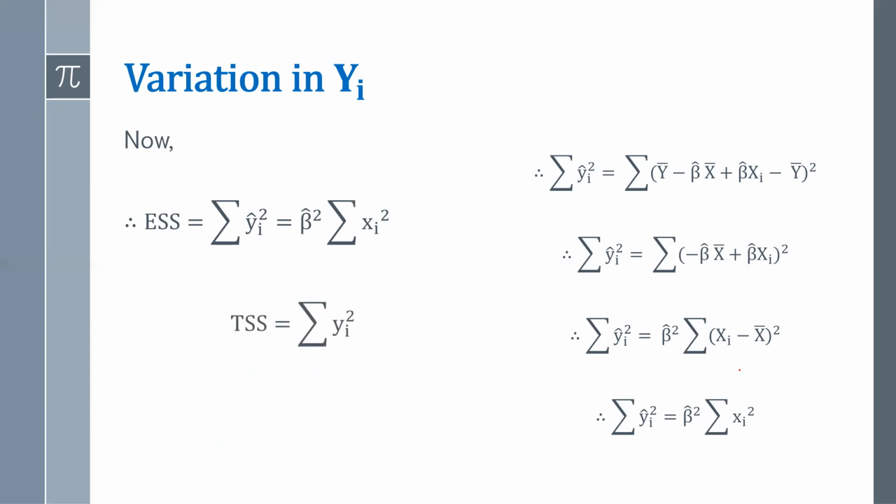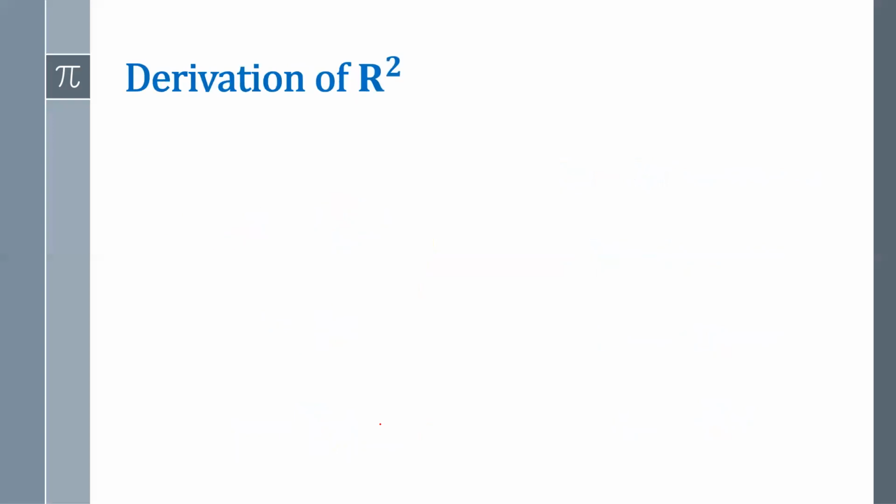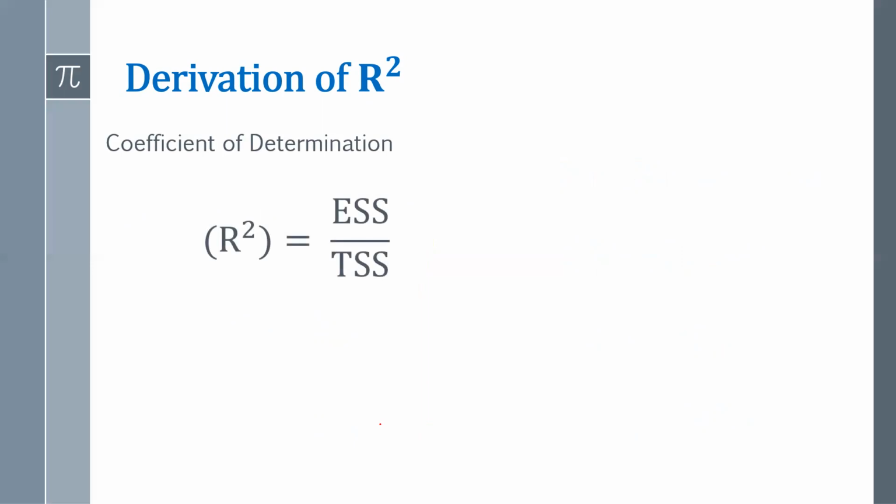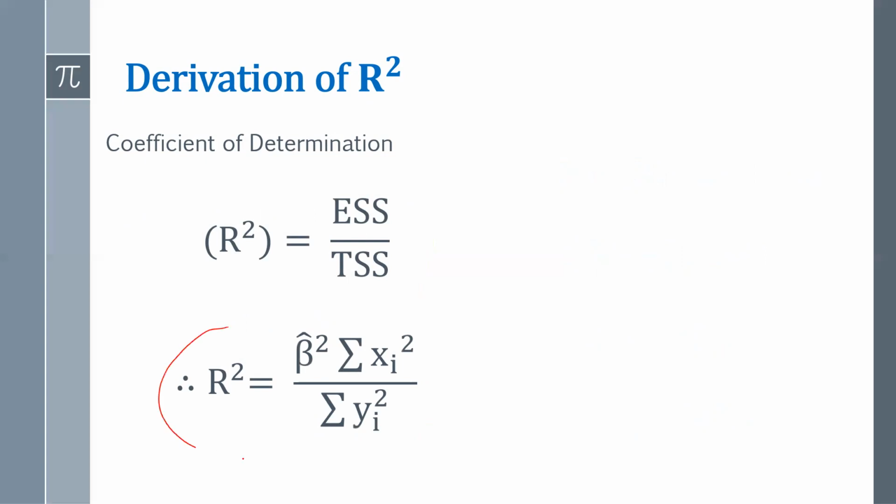We know that TSS is equal to summation yi square and RSS is equal to summation mu I square. Remember this formula. We are going to use this in the formal derivation of R square. Now let's discuss the derivation of R square. So coefficient of determination, that is R square, is equal to ESS upon TSS. So we know that ESS is equal to beta hat square into summation xi square and TSS is summation yi square. So this is the first formula to find the value of R square.